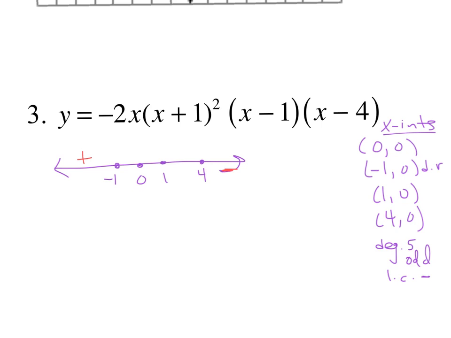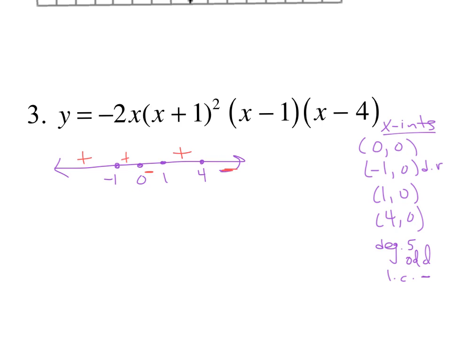And then again, I start from left to right. So here I look at the first 0, -1. And -1, it is a double root. So that means that to the right of -1 is also going to be positive. 0 is not a double root, so it's going to go right through the x-axis. And then 1 is also not a double root, so it's going to go through the x-axis.